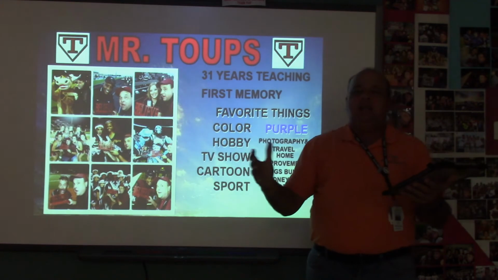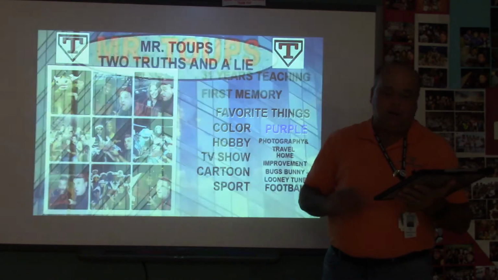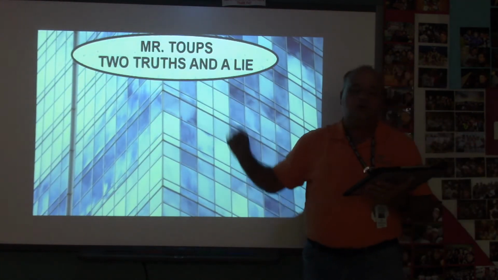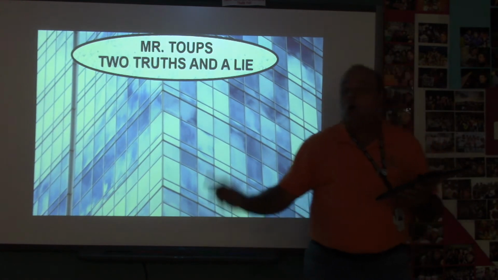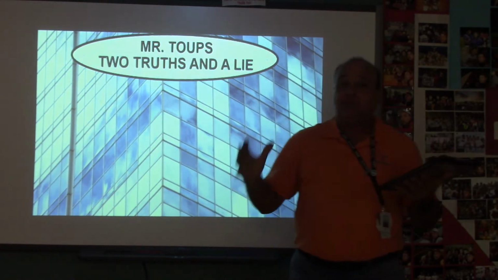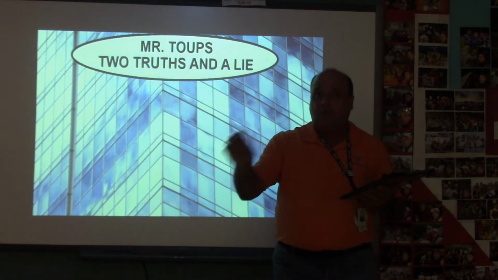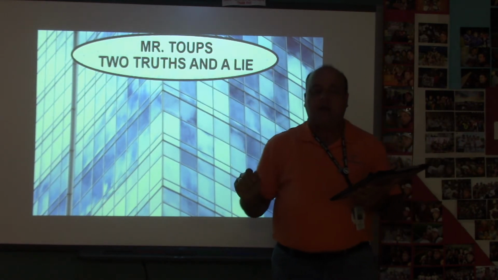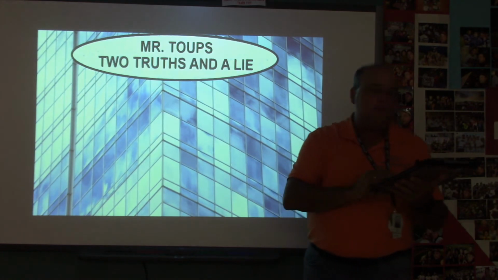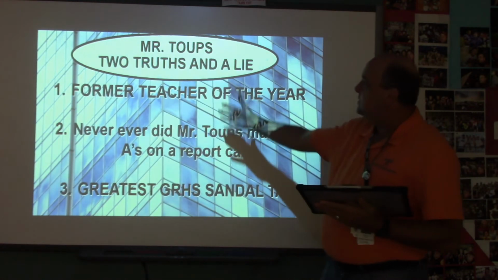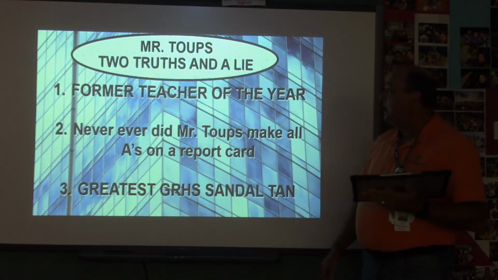Okay, now for you to know me a little bit better, we're going to do 2 truths and a lie. We're going to do 3 sets of that. This is going to be pretty cool because you're going to find out a lot about me. On the piece of paper you have, there are 3 sets of 2 truths and a lie. One of these is a lie.